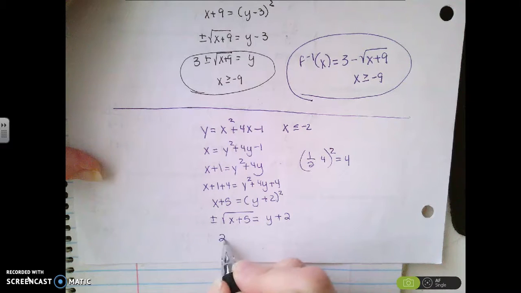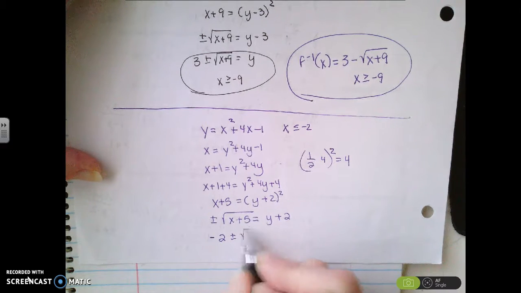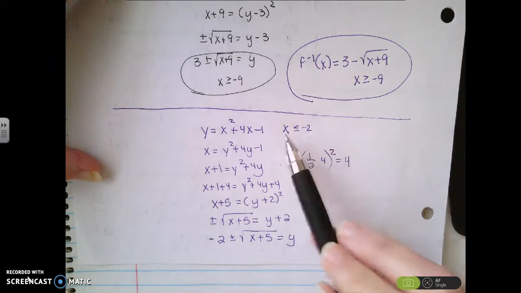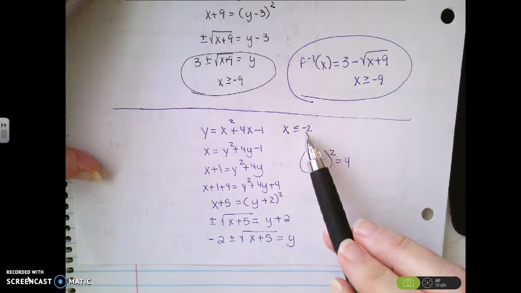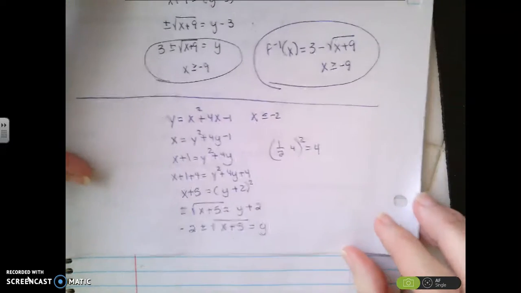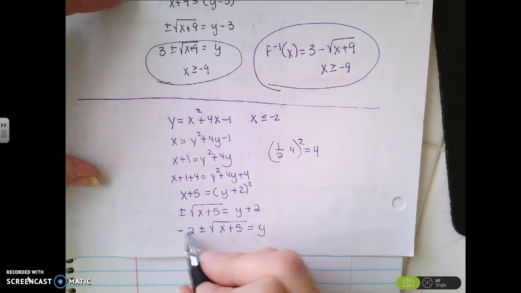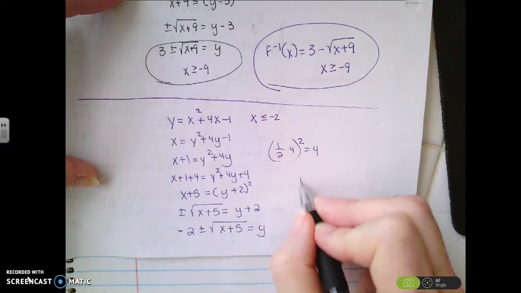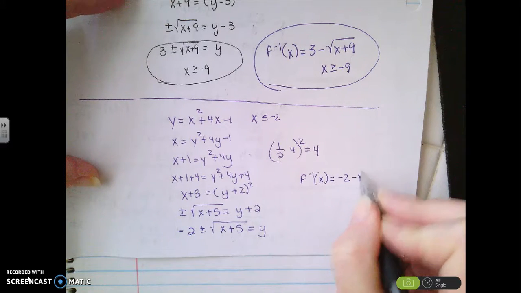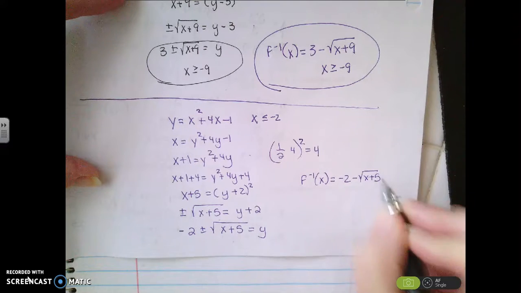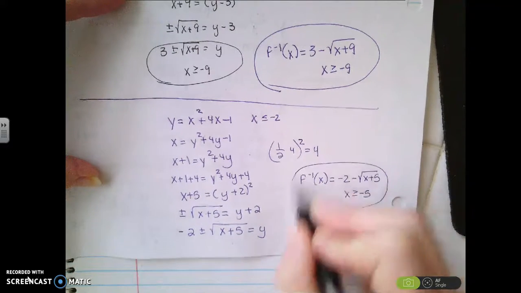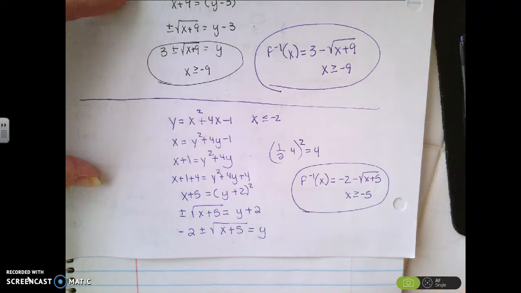So then I'm going to end up with negative 2 plus or minus the square root of x plus 5 equals y. So now, since x less than or equal to negative 2 is my initial restriction on my domain, that means I care about the negative values or the less than values. So that means my final answer is going to be negative 2 minus. So my inverse is going to be negative 2 minus the square root of x plus 5. And x is going to have to be greater than or equal to negative 5 to restrict my domain on this one. And so that's my final answer. So I hope that helps.